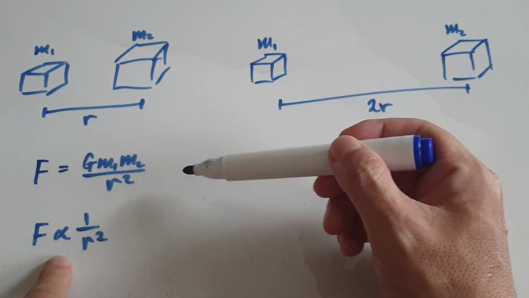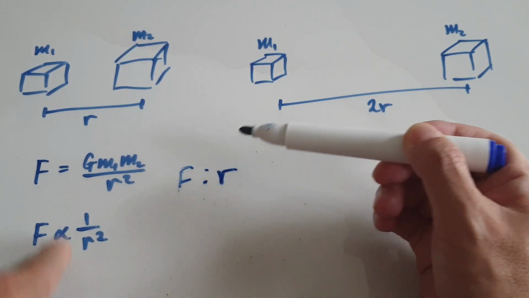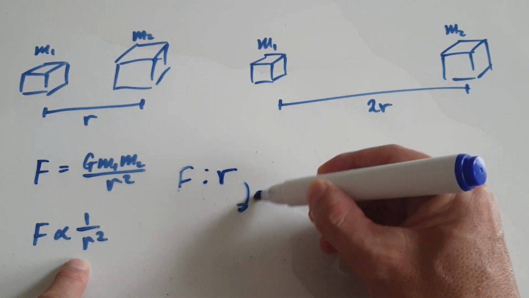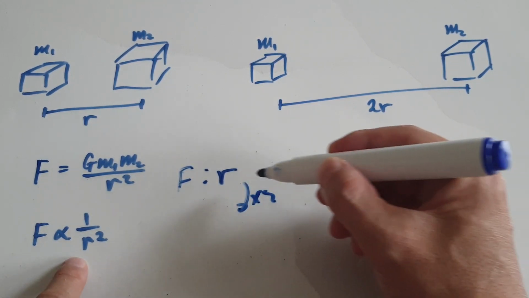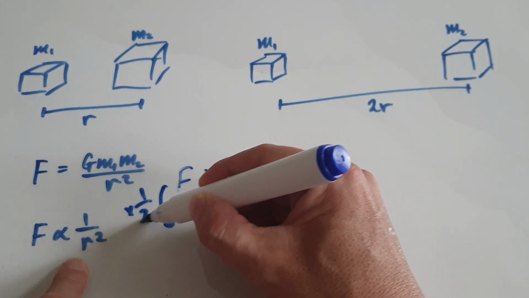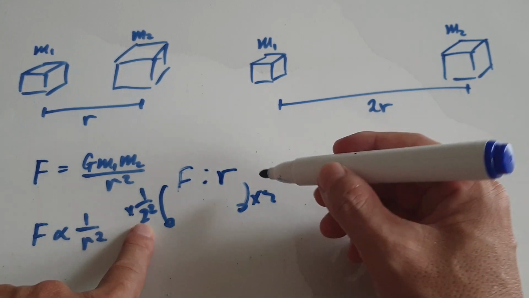So when you look at this, what it means is, if you look at the force and the distance that separates the two, if you times the distance by 2, then you times the force by 1 over 2 squared. So the force will be 4 times weaker.